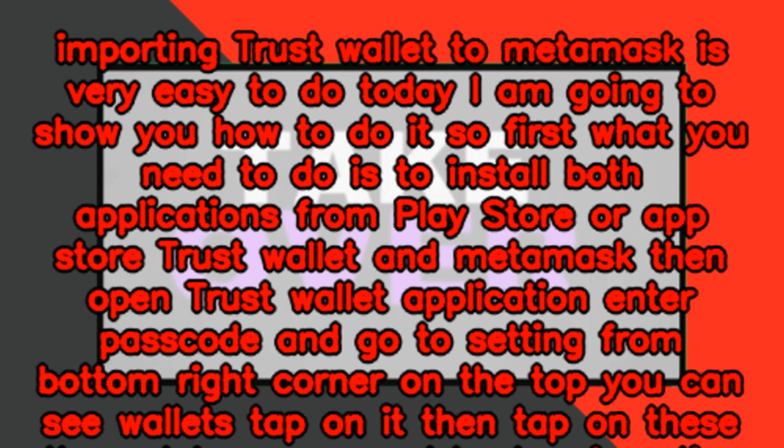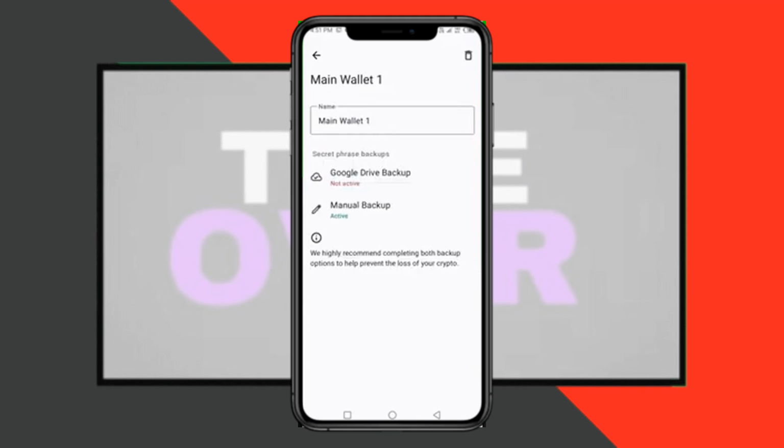and Metamask. Then open Trust Wallet application, enter passcode and go to settings. From bottom right corner on the top you can see wallets. Tap on it, then tap on these three dots. My manual backup is active.